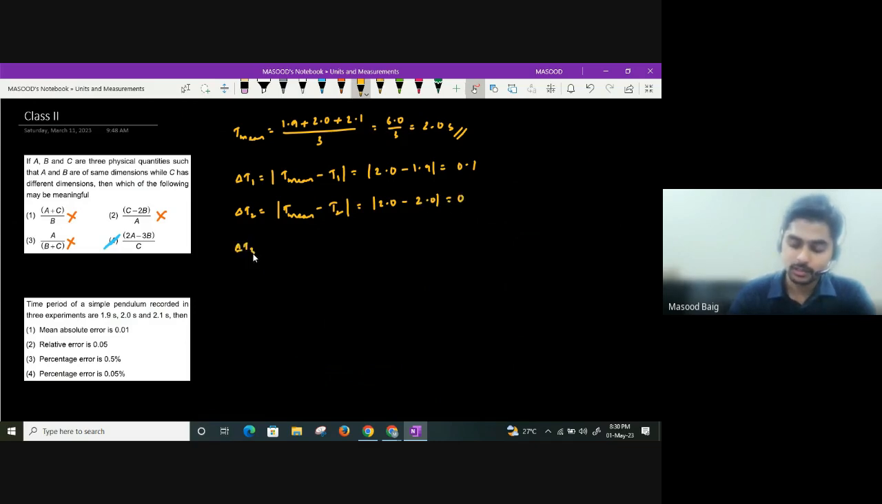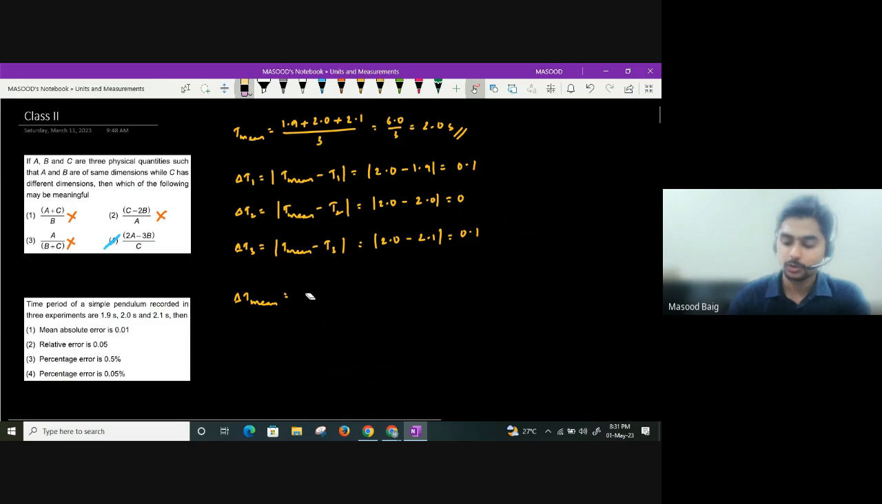What is the absolute error in the measurement of the third value? It is the magnitude of the mean value minus the third value, which is 2.0 minus 2.1. Magnitude only, guys. Inside you'll get minus 0.1, but overall you'll get 0.1. So what is the mean absolute error? It is the sum of all the absolute errors, 0.1 plus 0 plus 0.1, divided by the number of measured values, which is 3. So I'll get 0.2 divided by 3, which you can write as 0.0666 or 0.0667.